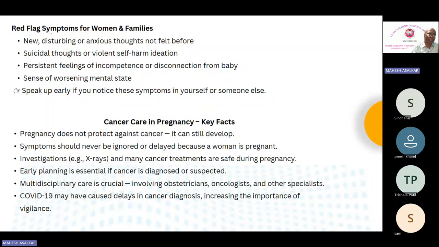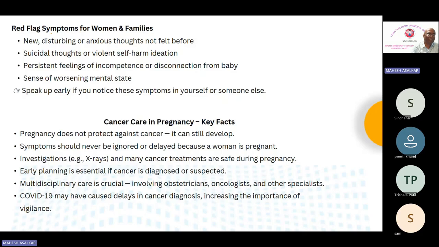Okay. Now, what are the red flag symptoms for women and families? Is there any new, disturbing, or anxious thoughts which were not felt before? Are suicidal thoughts or violent self-harm ideation there? Persistent feelings of incompetence or disconnection from the baby, a sense of worsening mental health. So these are the things one should look for. Speak up early if you notice these symptoms in yourself or someone else.